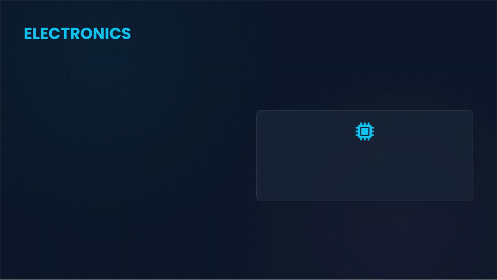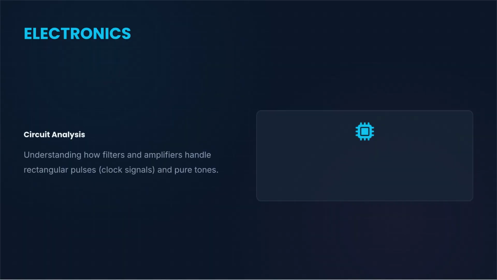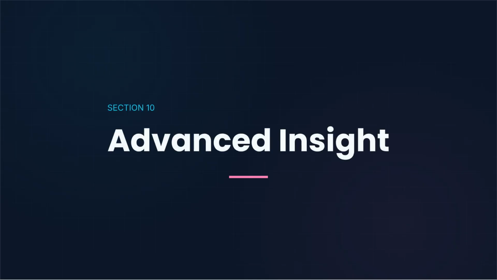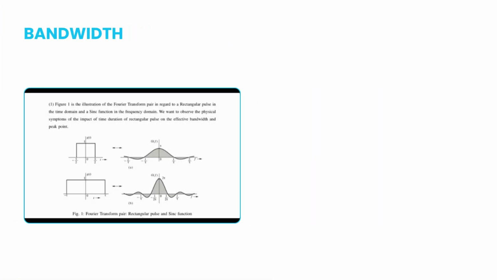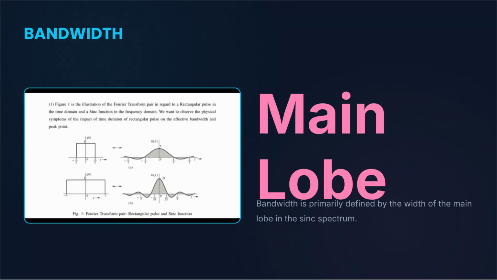For electronics, it is critical for circuit analysis, helping us understand how filters handle rectangular pulse clock signals and pure tones. It is also used to analyze clock stability for jitter and pulse width in CPUs. In Section 10, we will gain an advanced insight into the practical interpretation of these concepts. In a spectral view, engineers can identify component frequencies, allowing them to isolate and remove unwanted signals and chaotic noise in real-world studies. When dealing with bandwidth, the main lobe's width in the sinc spectrum primarily defines the required bandwidth for the signal.